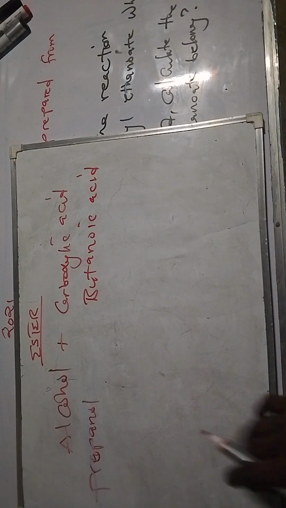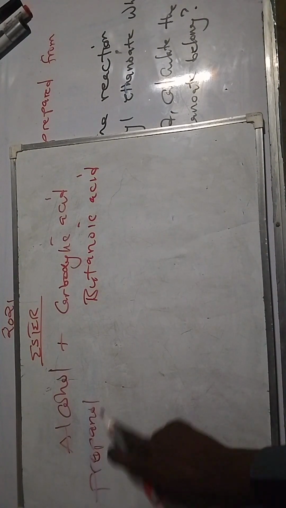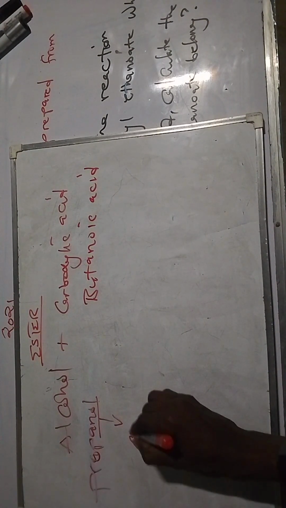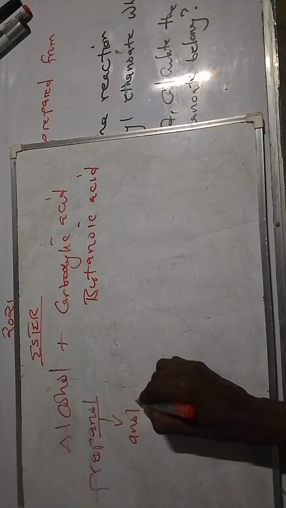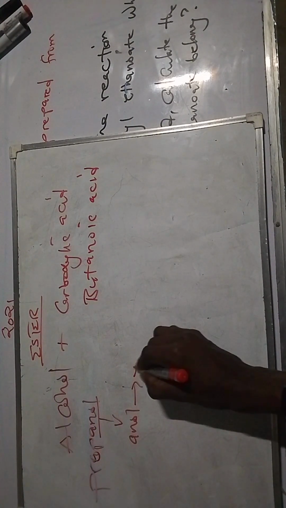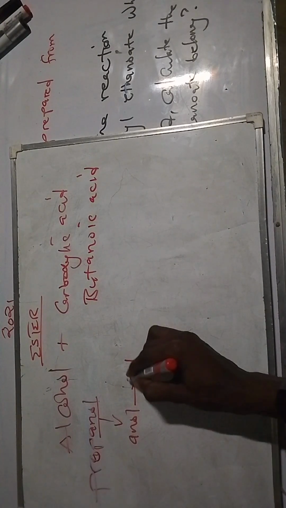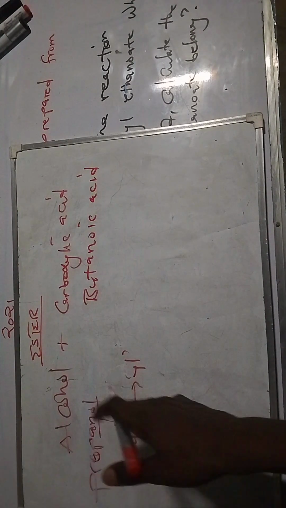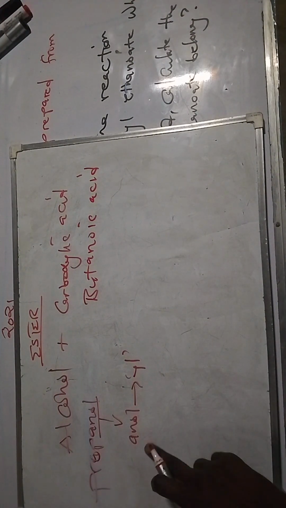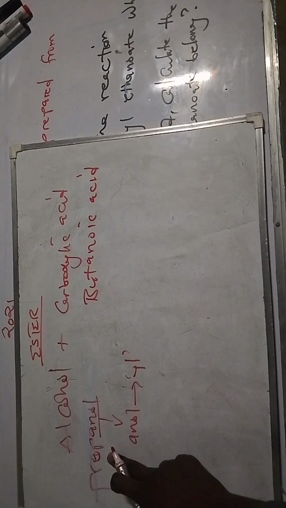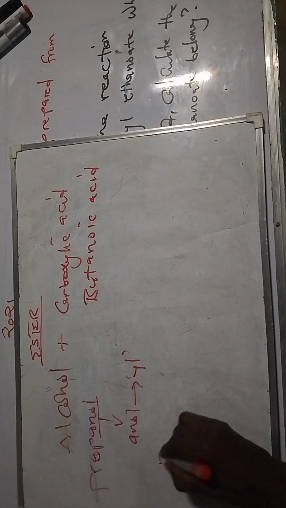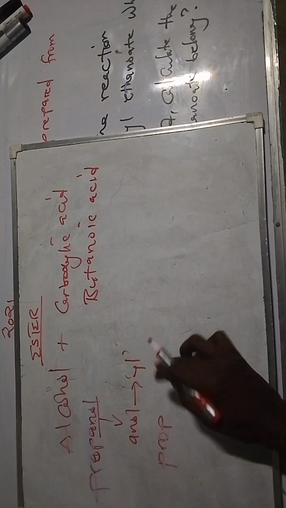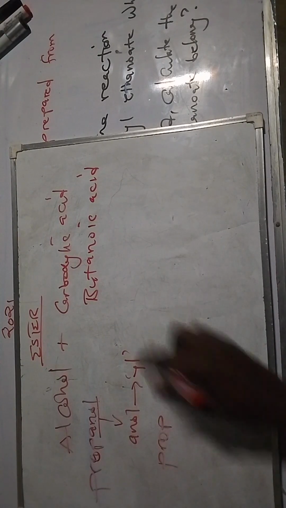Now, if you want to make the ester name, from the alcohol part, this -anol part will be changed into -yl. Then the prefix will be the same. So this part is the suffix, then this part is the prefix. Therefore, we are going to form pro. So we have removed -anol, then you add -yl.